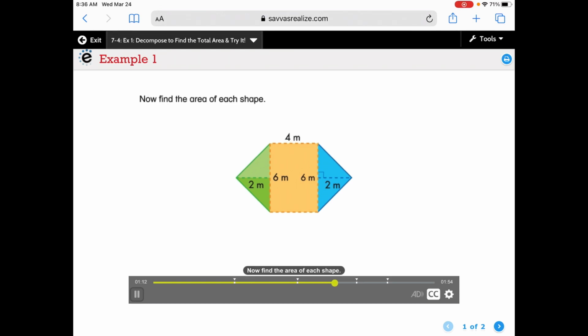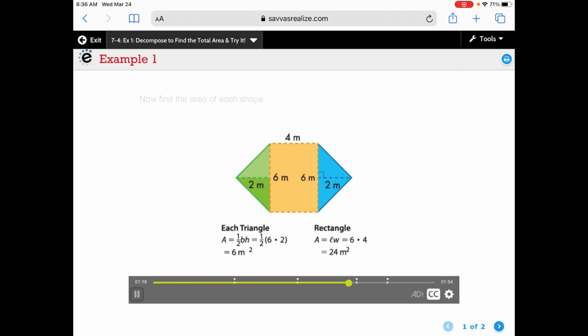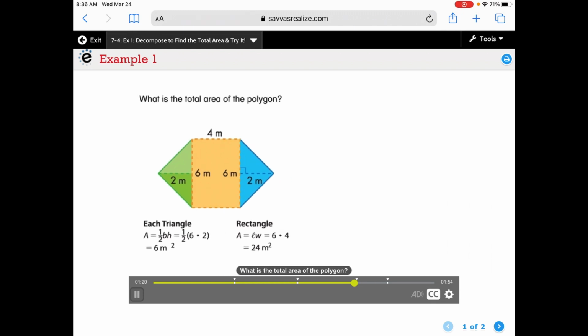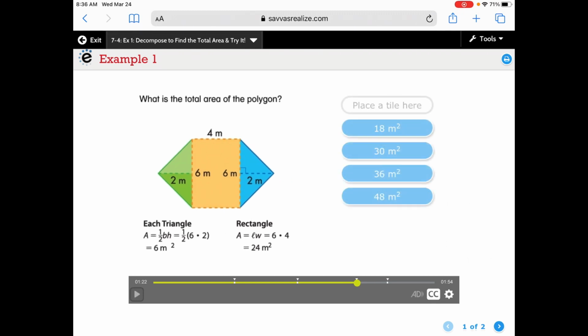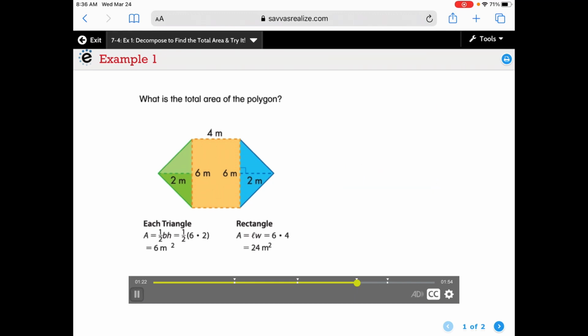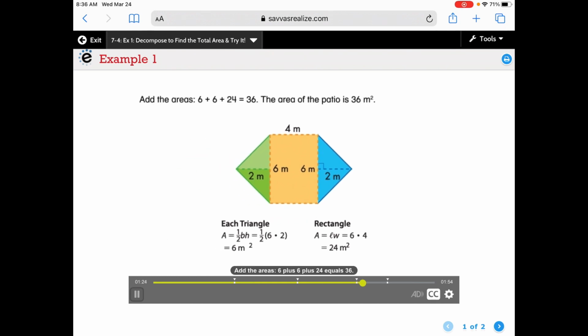Now, find the area of each shape. What is the total area of the polygon? All right, since we have 6 for each triangle, we have to double that, so it's not 30. We have to double it, so it's going to be 36 meters squared. Add the areas. 6 plus 6 plus 24 equals 36. The area of the patio is 36 square meters.